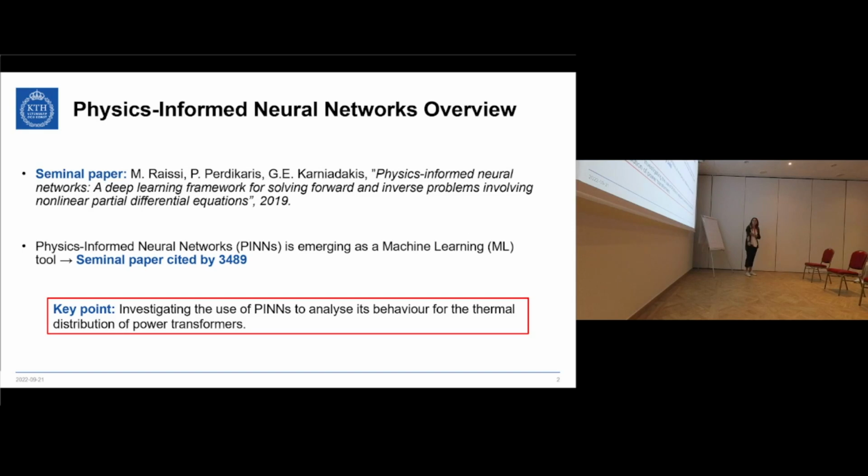We start with an overview of physics informed neural networks, in the sense of where they come from. The seminal paper was given by Professors Raissi, Perdikaris, and Karniadakis around 2019. What I would like to highlight is that this topic started to explode since 2019, given that this paper alone was cited by 3,489 other articles or works, which I think is incredible in 3 years. Of course, not all the works are good. I hope mine will be good enough.